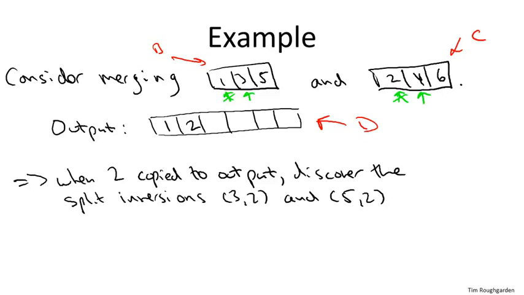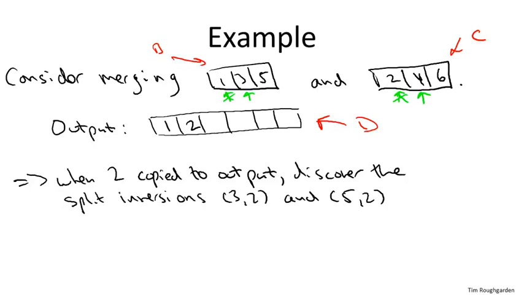So in particular, 2 is smaller than the remaining elements in B, the 3 and the 5, but also because B is the left array, the indices of the 3 and 5 have to be less than the index of this 2. So these are inversions. 2 is further to the right in the original input array, and yet it's smaller than these remaining elements in B. So there are 2 elements remaining in B, and those are the 2 split inversions that involve the element 2. So now let's go back to the merging subroutine.